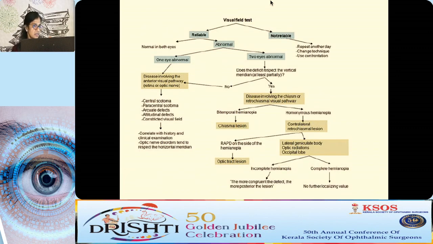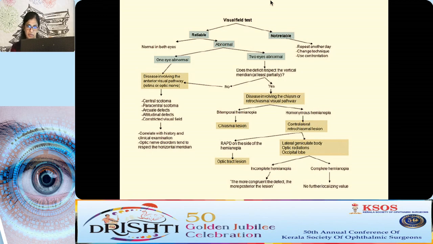So when there is a visual field defect, we have to see whether it is reliable or not reliable. If it is not reliable, we have to repeat the field. If it is reliable and abnormal, if one eye is involved, that means the disease involves the anterior visual pathway. If both eyes are involved and the visual field defect respects the vertical meridian, the disease involves the chiasma or retrochiasmal pathway.